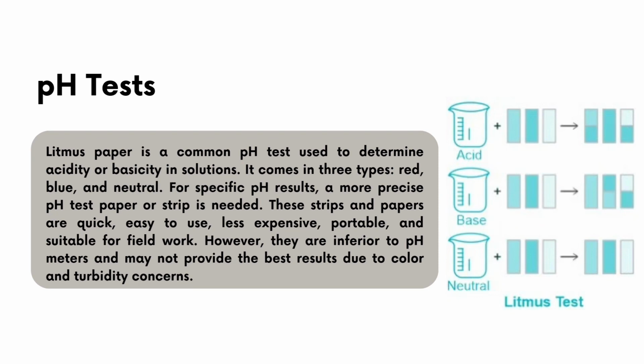pH test. Litmus paper is a common pH test used to determine the acidity or basicity of a solution. This is common in three types: red, blue, and neutral. For a specific pH result, a more precise pH test paper or strip is needed. These strips and papers are quick, easy to use, less expensive, portable, and suitable for field work. However, they are inferior to a pH meter and may not provide the best result due to color and turbidity concerns.